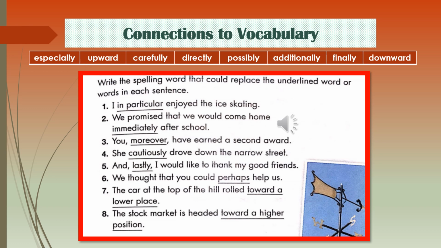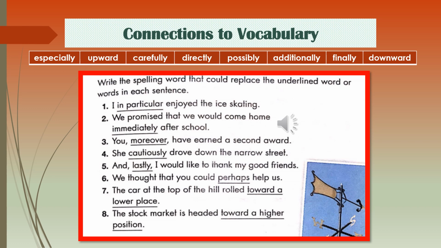Here we are on page number 5, connection to vocabulary. You can find this information in your book. The page number is 77. And let me explain what the homework is about. Okay, the first thing that you need to do is read the bank of words that you have here. You have the spelling words: especially, outward, carefully, directly, possibly, additionally, finally, and downward.